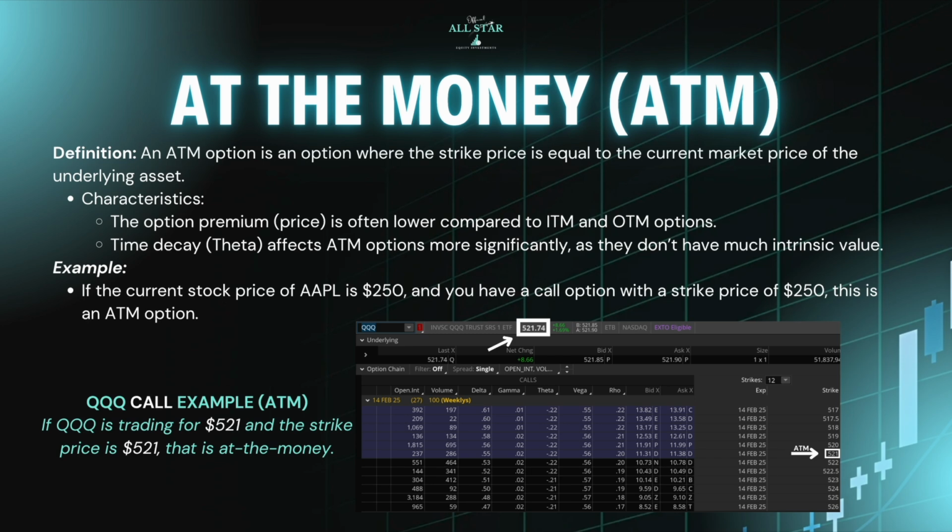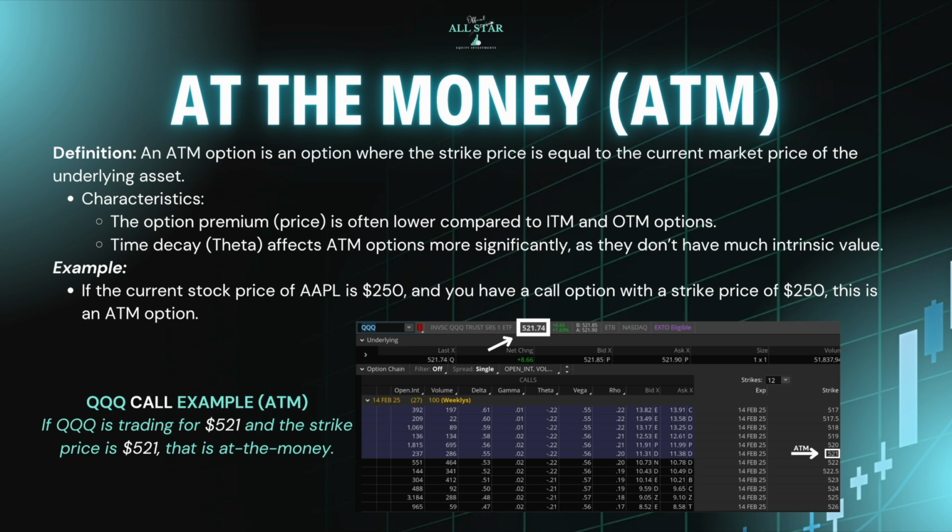So let me go ahead and provide two quick examples. First, we're going to take a look at Apple, for instance. Let's say the stock price is at $250, and you have a call option with a strike price of $250. This is obviously going to be at the money because the strike price and the actual stock price are equal. So I hope that makes sense.